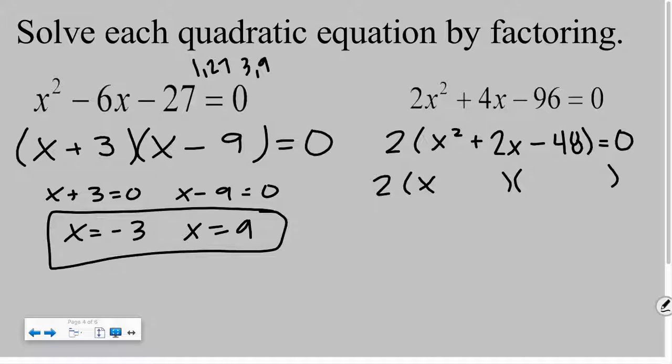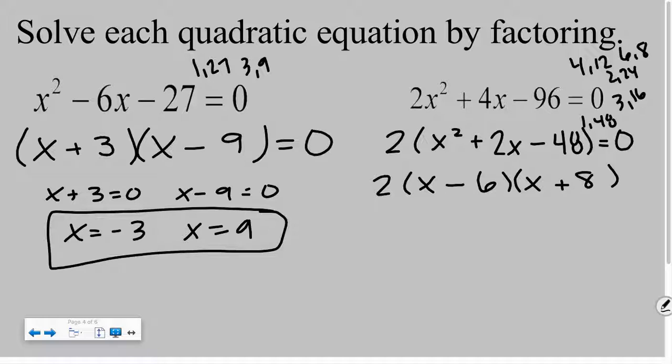No, it's got to be x and x. Now I'm trying to find factors of 48 that are going to make 2. 6 and 8, right? If I want it to be positive 2, should I do 6 minus 8 or 8 minus 6? Minus 6. Good. We would want the 6 to be negative so that I get the positive 2 on the inside.